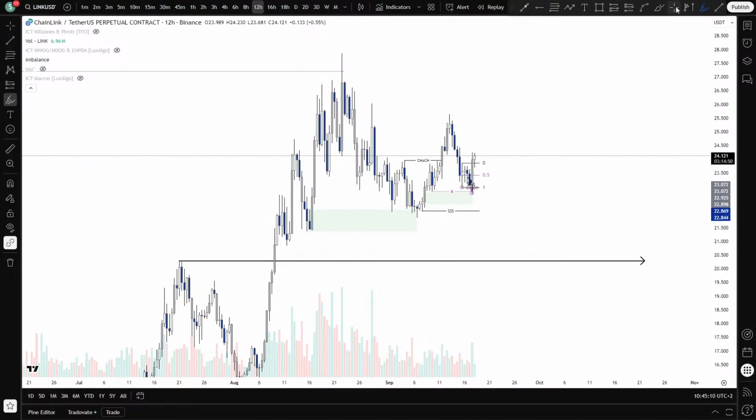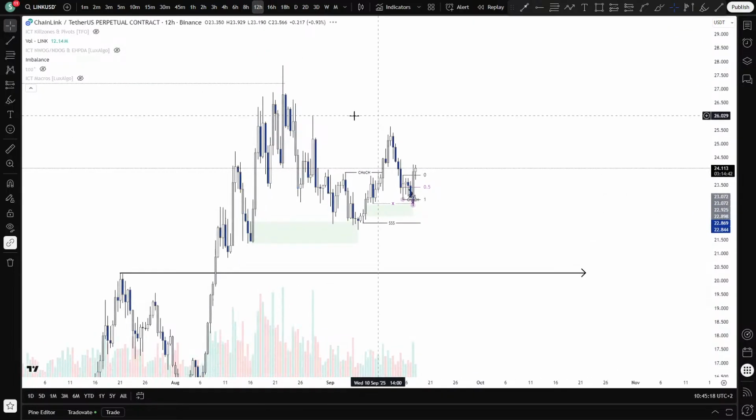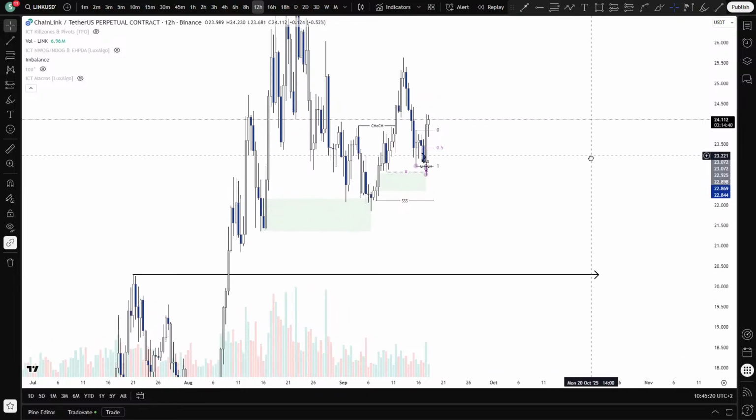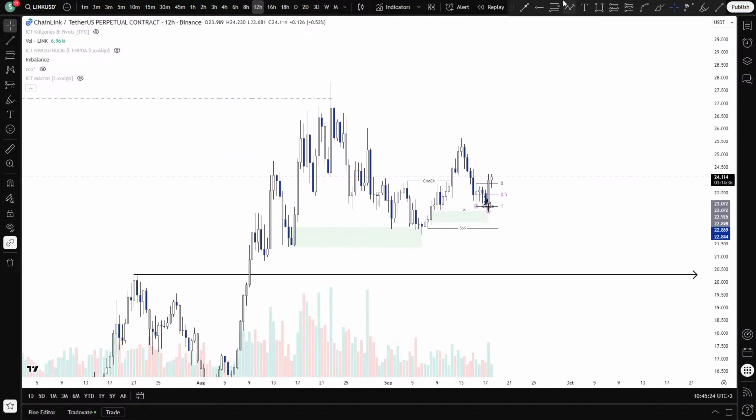We had a really nice 12-hour demand zone left open right here, maybe even higher time frame. I would say 18-hour is your highest time frame, but it looks the cleanest on the 12. Doesn't really matter, just a great demand zone that was still left open when you created this high.